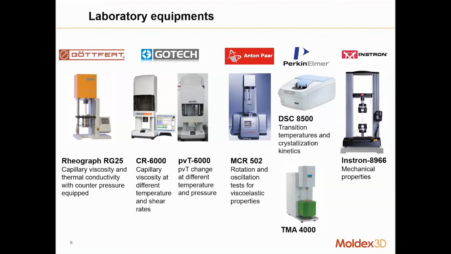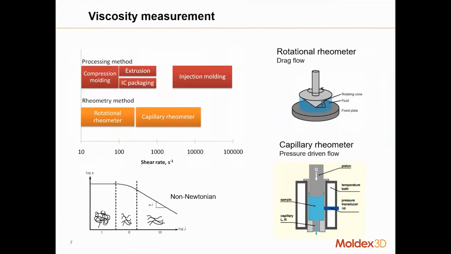Okay, so these are all very important tools. And the Instron mechanical testing device will allow us to capture the mechanical properties, the Poisson ratio, and the Young's modulus. Okay. So the viscosity measurements actually during the injection molding process, you can see from the top left-hand corner, in the actual injection molding process, the shear rate is rather high, from tens of thousands to hundreds of thousands.